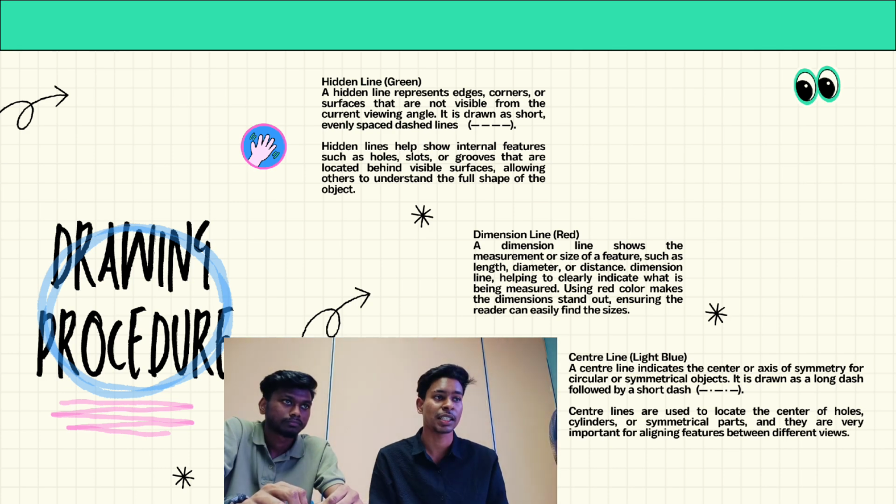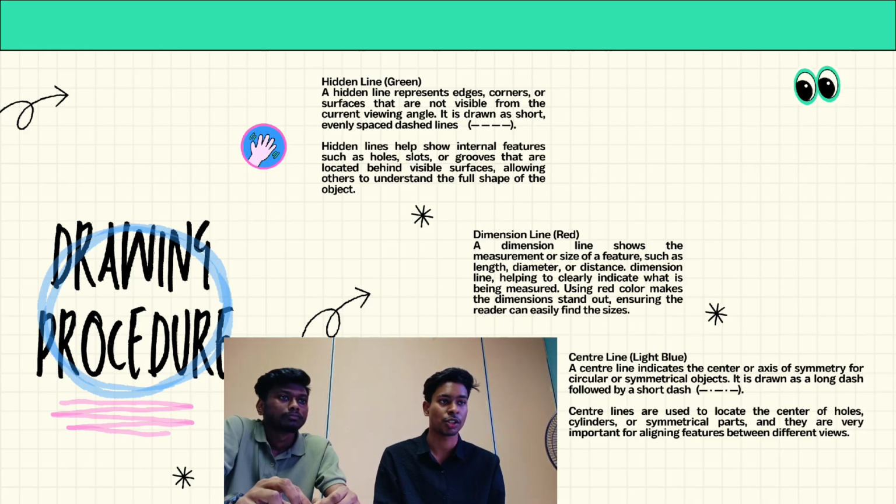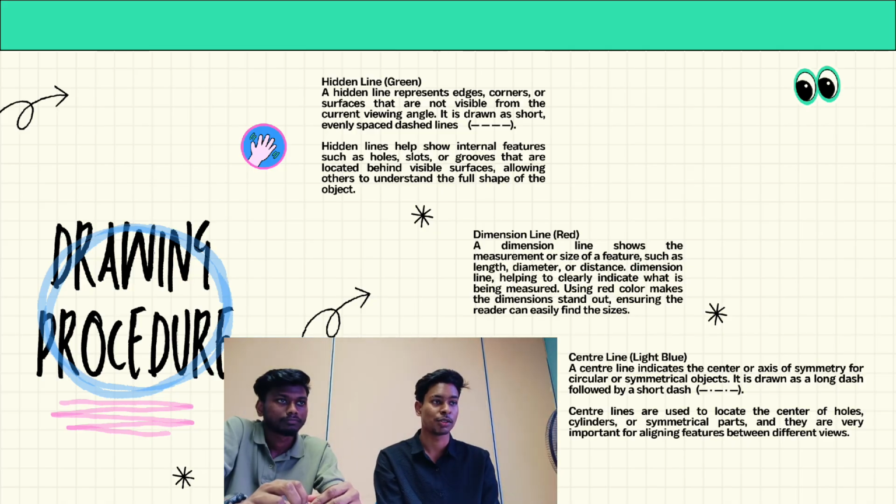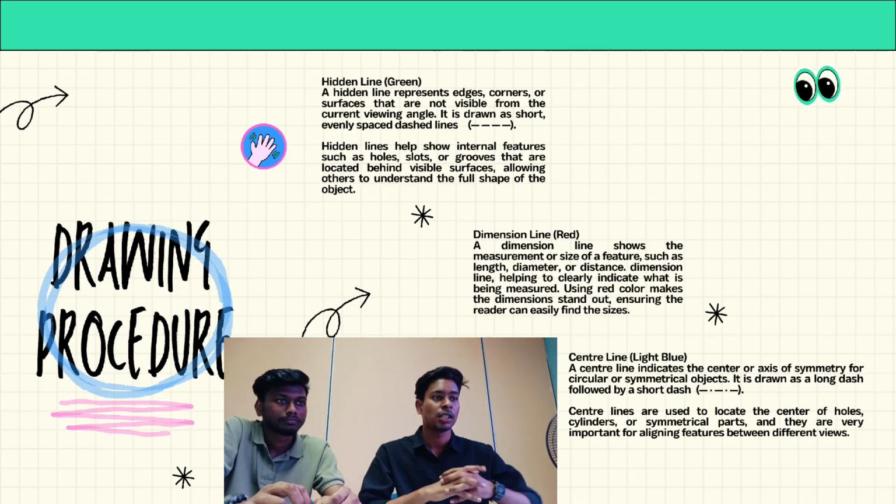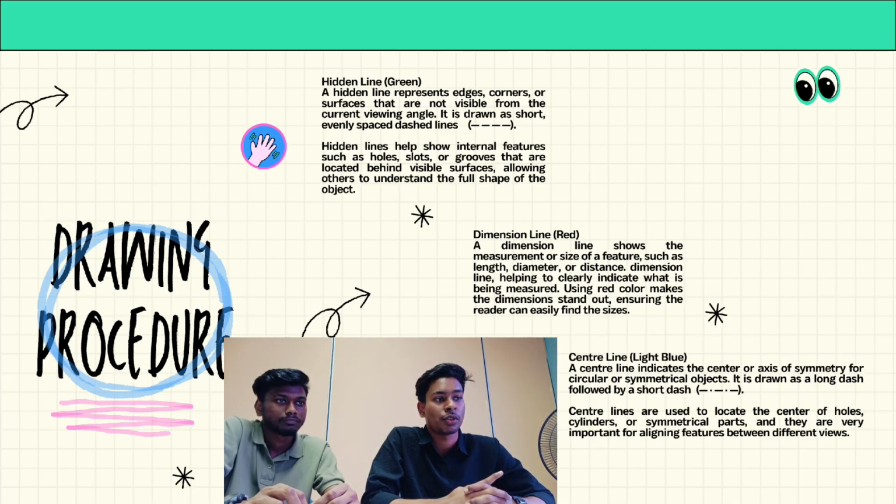The hidden line represents edges, corners or surfaces that are not visible from the current view angle. It is a short, evenly spaced dashed line. Hidden lines help show internal features such as holes, slits and grooves that are located behind the visible surface, allowing others to understand the full shape of the object.